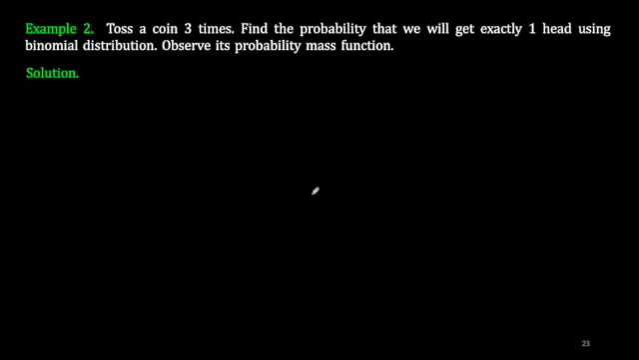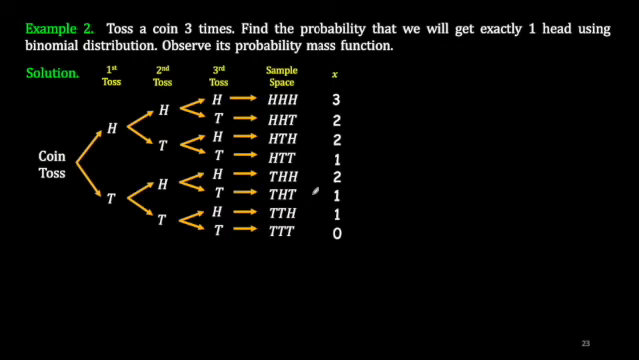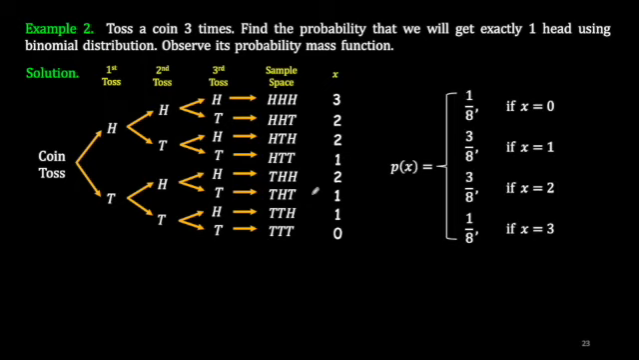Toss a coin at this time 3 times. Find the probability that we will get exactly 1 head using binomial distribution. And observe its probability mass function. This is the tree diagram when you toss a coin 3 times. And this is the probability mass function.